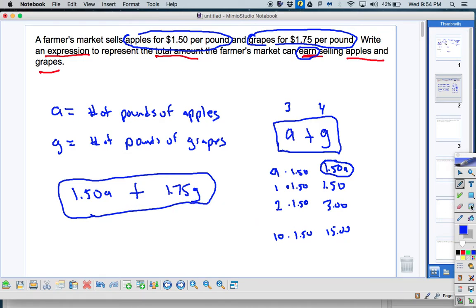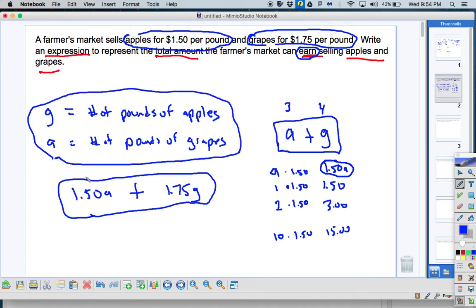Okay. Another important thing to recognize is if I switch A and G, then this expression is no longer valid. So it's really important to make sure that these are defined, and you have to, if you don't define them, then this expression doesn't have much meaning. So a lot of people don't like doing this, but without this top section here where you define your variables, the expression you write has almost no meaning.